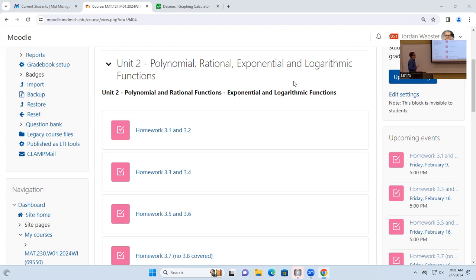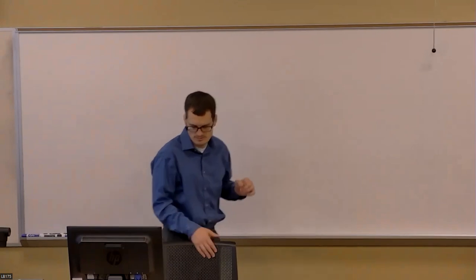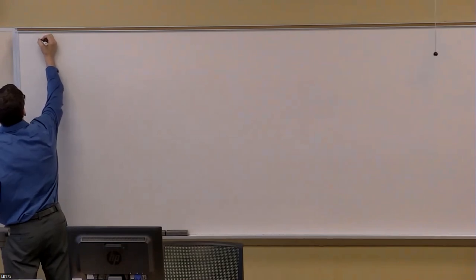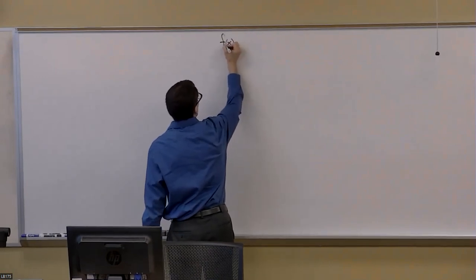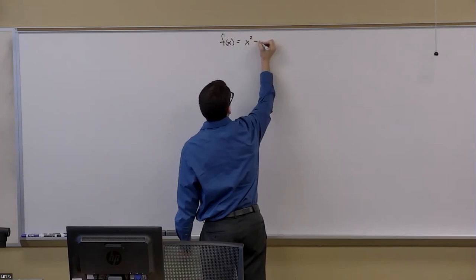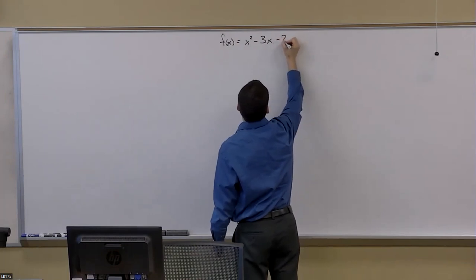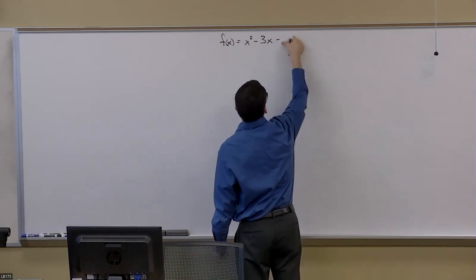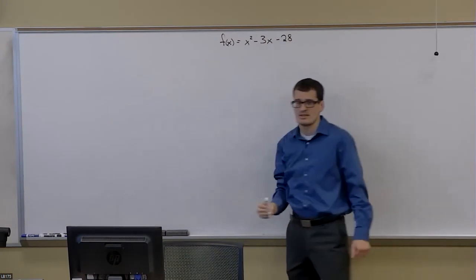So, like I said, today we're going to do the remainder of 3-2. And 3-2 is about quadratic functions. Saw that if we have a quadratic function, let's call it f of x equals x squared minus 3x minus 28.